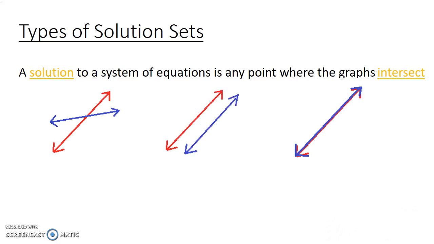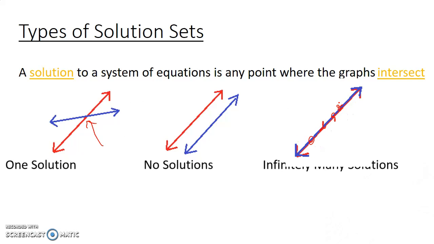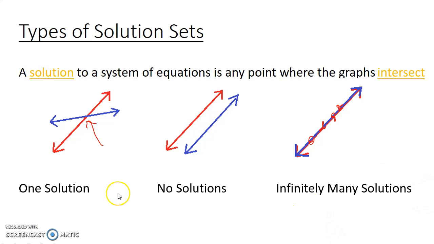And so there's several different types you see here where maybe you just have intersected a single point, maybe they don't intersect at all, or maybe they intersected a whole bunch of points. And these are the different types. You can see that these are called one solution, no solution, and infinitely many solutions.